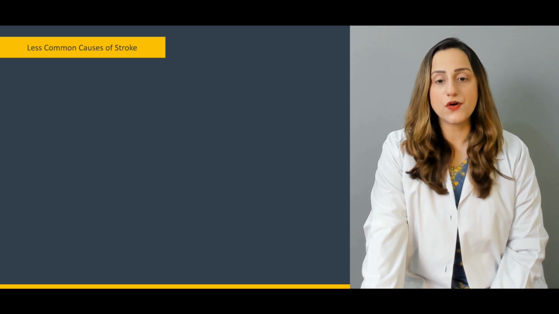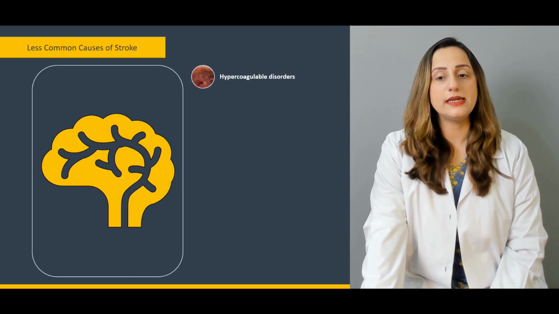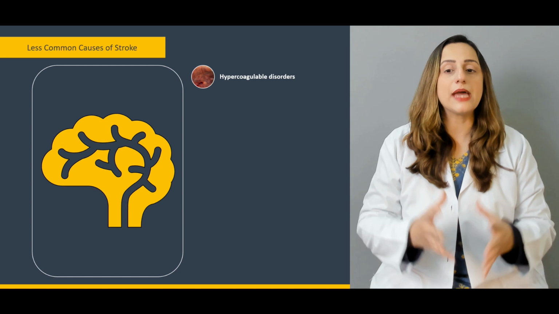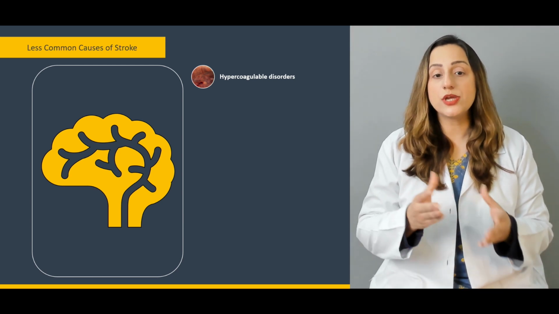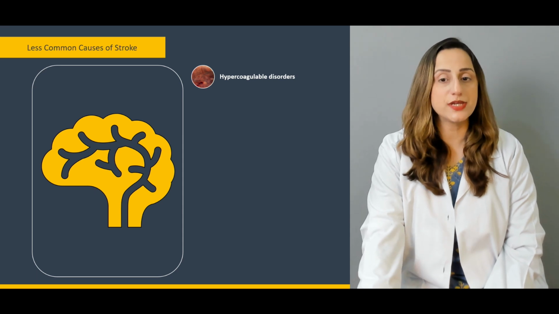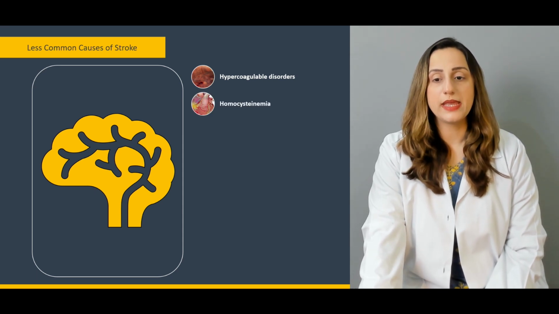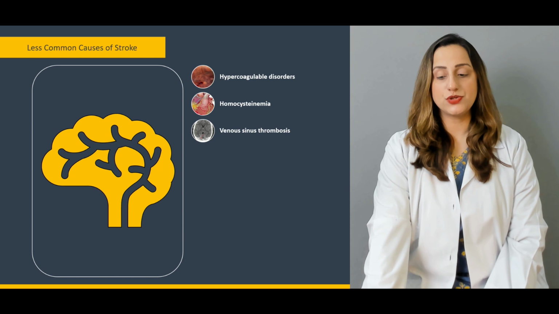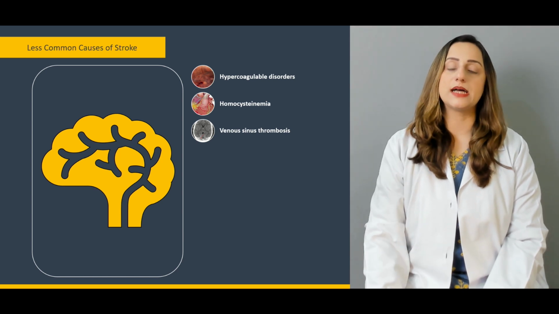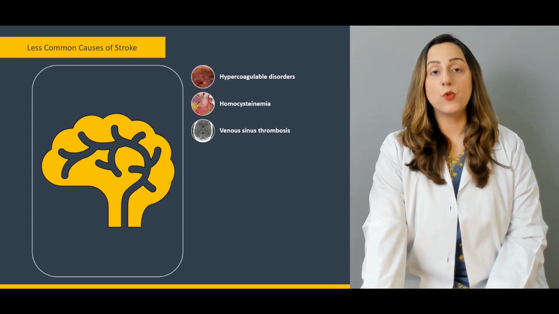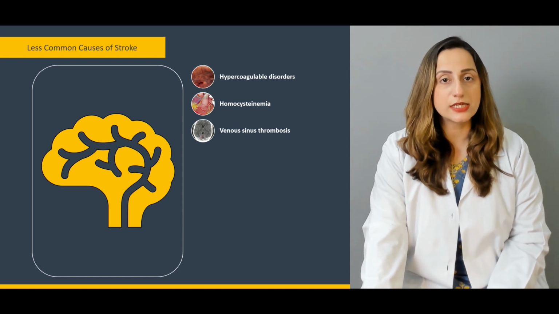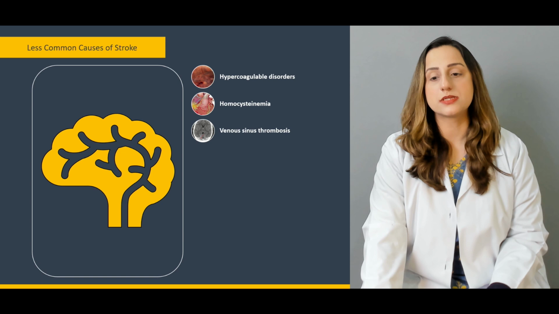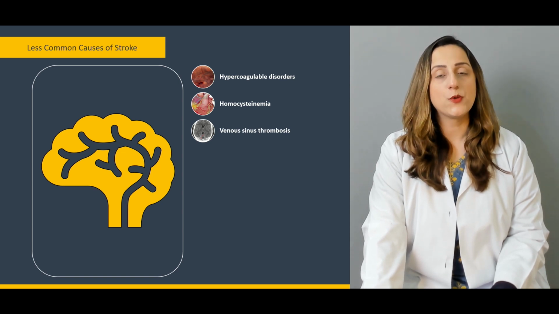The less common causes of stroke include hypercoagulable disorders. A lot of disorders that result in hypercoagulability of the blood are going to put the person at risk of developing ischemic stroke. Then we have cases of homocystinemia and venous sinus thrombosis. There are a lot of disorders that sometimes result in venous sinus thrombosis, and what are these disorders? It can be congenital conditions usually. Sometimes patients with patent foramen ovale and septal disorders are more prone to developing venous sinus thrombosis.